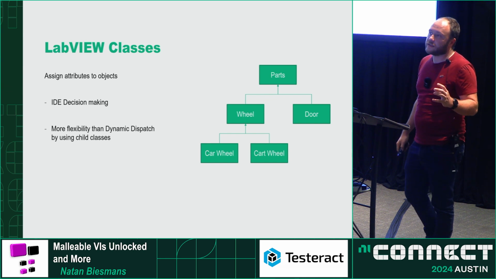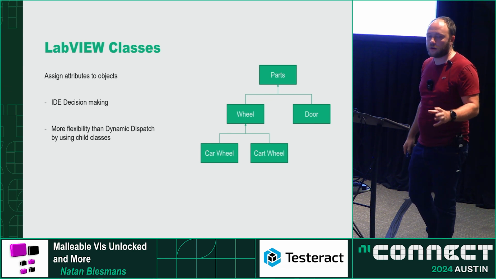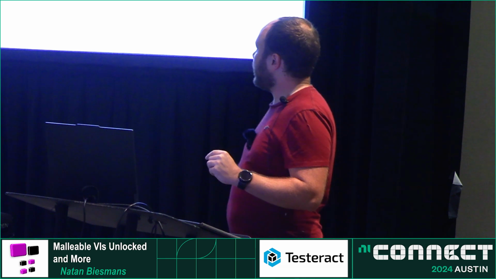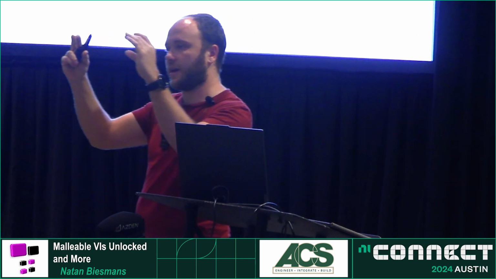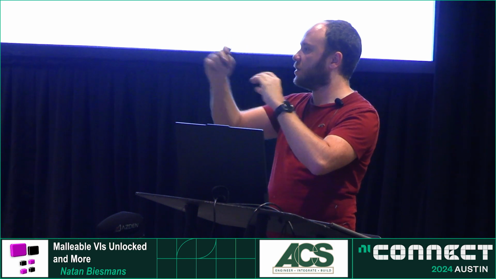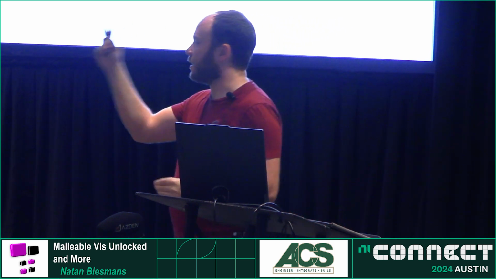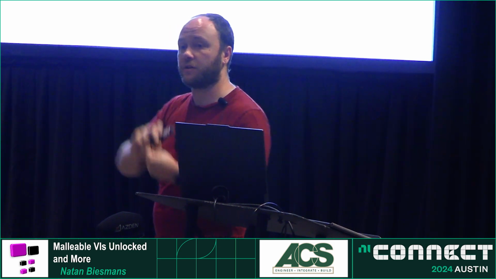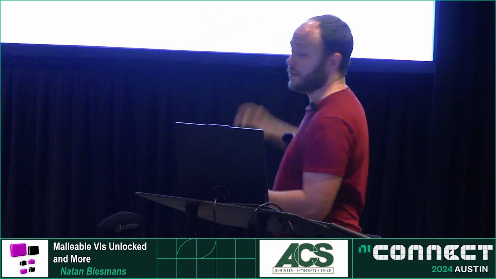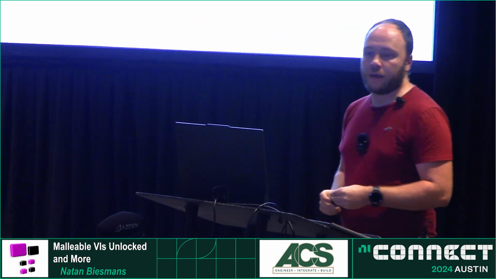They have more flexibility than dynamic dispatch when you use malleable VIs, because we can add more inputs. With the dynamic dispatch, you only have the one input for the class, and the output is going to be the same value. Here we can actually say, hey, I want to have more inputs, make some dynamic decision making, and then on the output, it's even possible to have a completely different class based on the combination that you're going to put on the inputs. It's going to be a nice demo in a few moments.